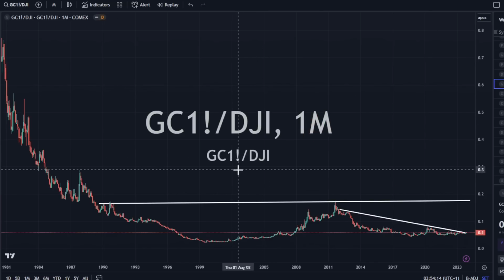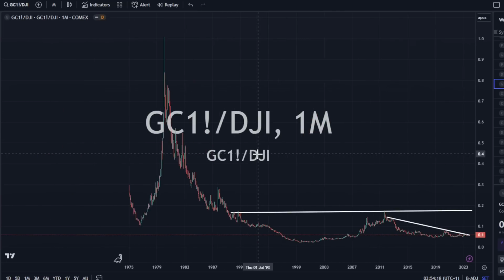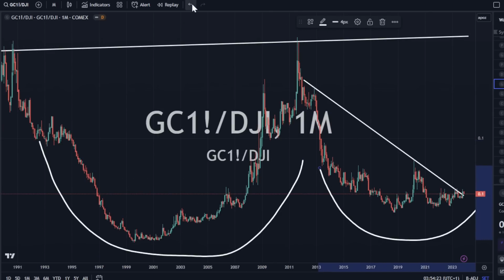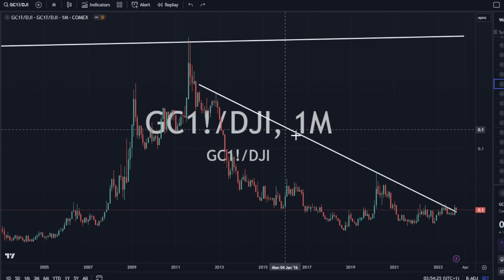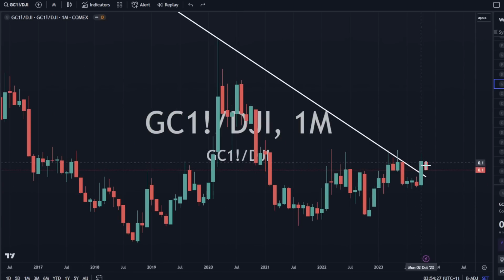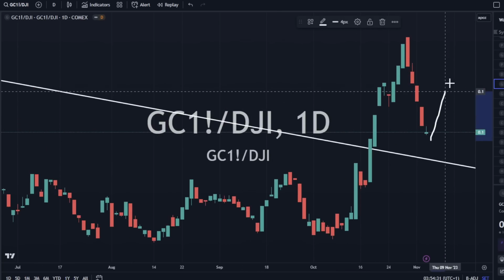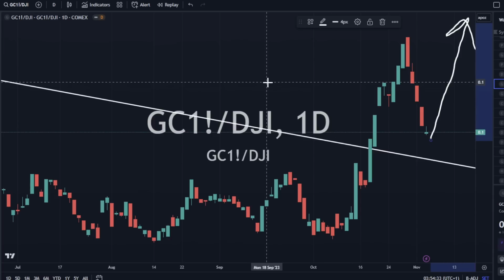Gold versus Dow Jones. So what I did is I flipped the ratio around so you guys can see it. This is the ratio flipped around. This is really just one big double bottom. And we have recently broken this downtrend line that I've drawn in and done a little bit of a retest here. Here's our retest coming back, and then I think gold's going to rip to the upside.